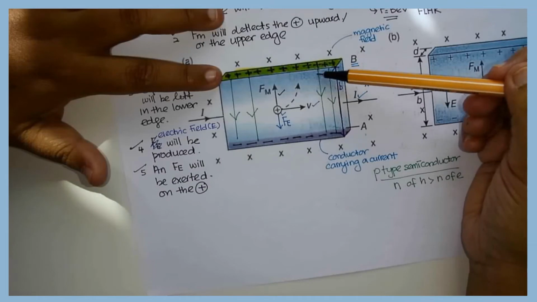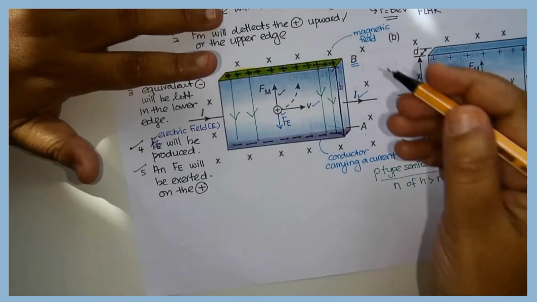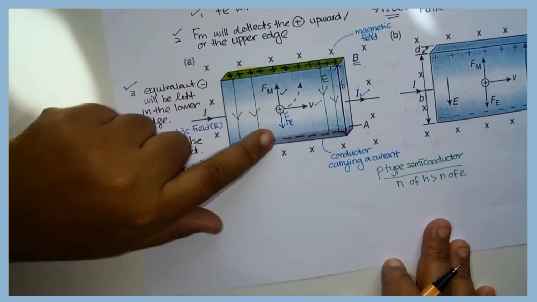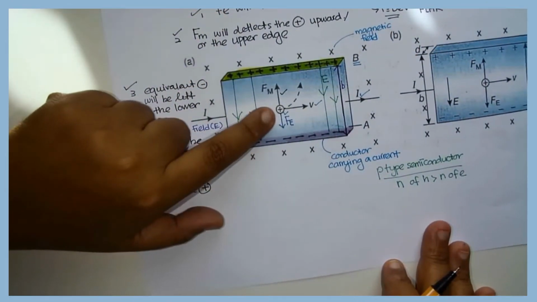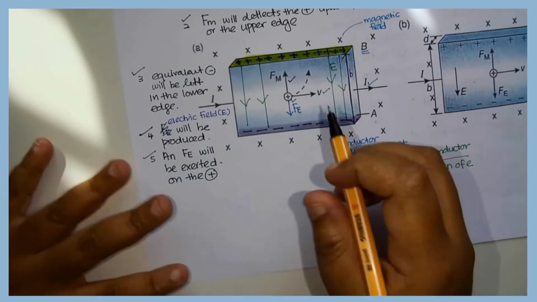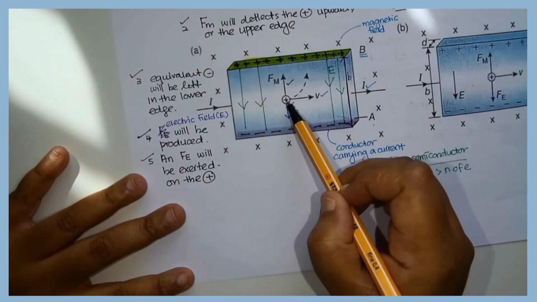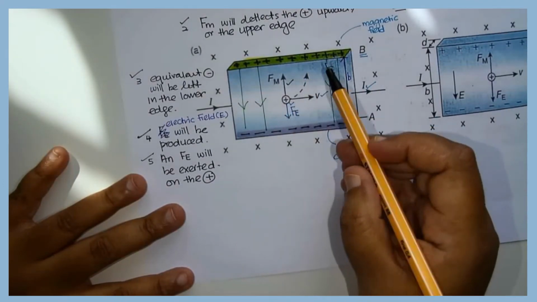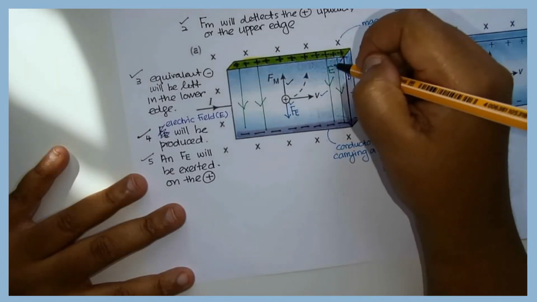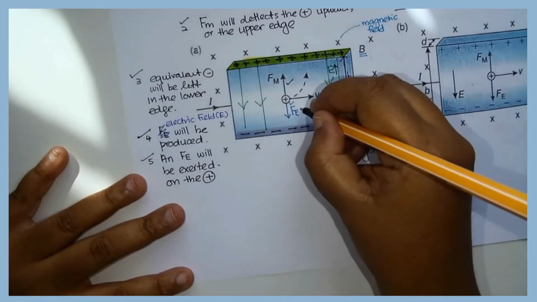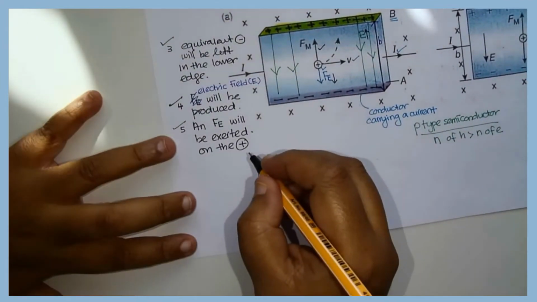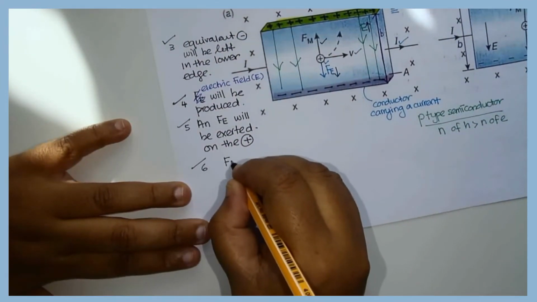So again I explain, when all the charges accumulate on top, an equivalent amount will be at the bottom. So then an electric field E is produced. When E starts to be produced, an electric force will be exerted on the positive charge carriers. Based on that concept, the more the Fm, the more the positive charge carriers go on top, the more the negative charge carriers accumulate at the edge here, and the more the Fe will start to increase, until Fe equals Fm.